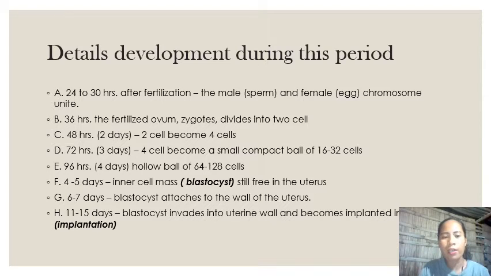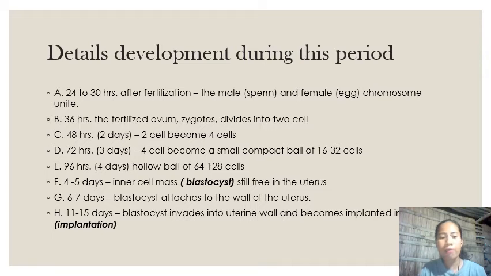Within 24 to 30 hours after fertilization, the male and the female chromosomes unite. After 36 hours, the fertilized ovum or zygote divides into two cells. After 48 hours or 2 days, two cells become four cells. After 3 days, four cells become a small compact of 16 to 32 cells. After 4 days, hollow balls of 64 to 128 cells.